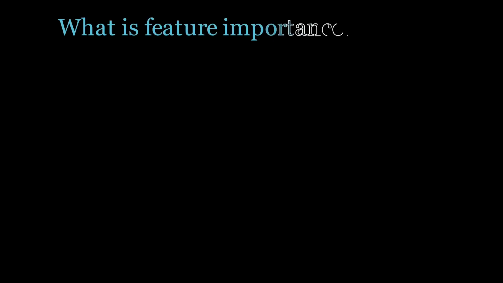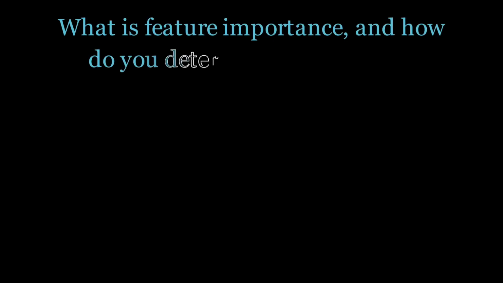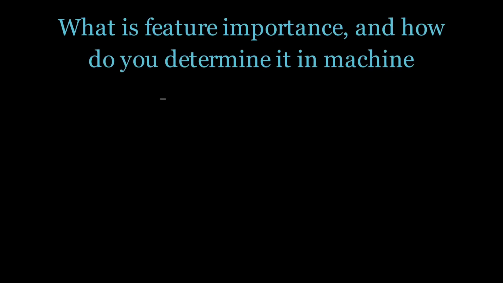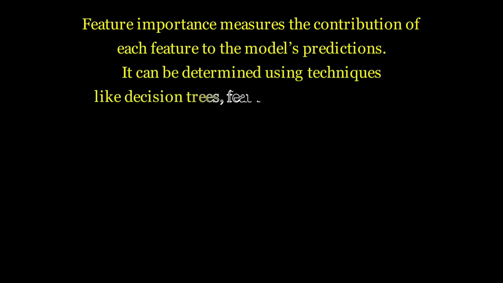What is feature importance and how do you determine it in machine learning models? Feature importance measures the contribution of each feature to the model's predictions. It can be determined using techniques like decision trees, feature importance scores, or permutation tests.